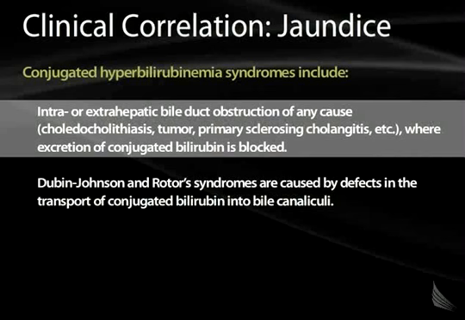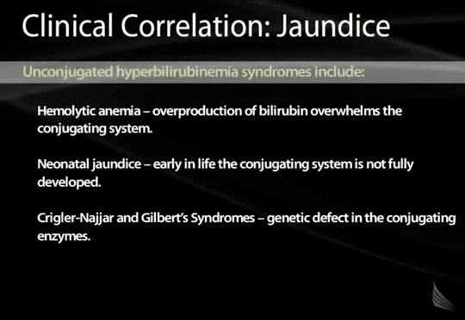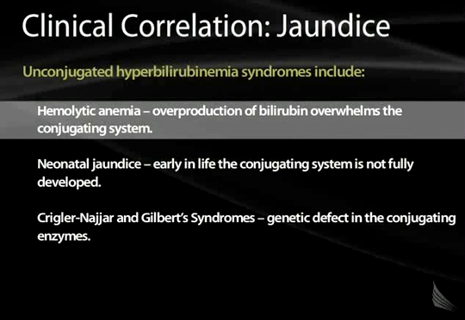Now, there's a couple of congenital defects called Dubin-Johnson syndrome and Rotor syndrome that are actually genetic defects in the transport of conjugated bilirubin into the bile canaliculi, and that'll cause conjugated hyperbilirubinemia as well. Unconjugated hyperbilirubinemia is caused in situations where the conjugating system is either not present or is overwhelmed. In hemolytic anemia, for example, you have a large overproduction of bilirubin because of all the red blood cells that are dying. This overwhelms the capacity of the conjugating system, and you end up with accumulation of unconjugated bilirubin, leading to jaundice. That's why individuals with hemolytic anemias will often be jaundiced.